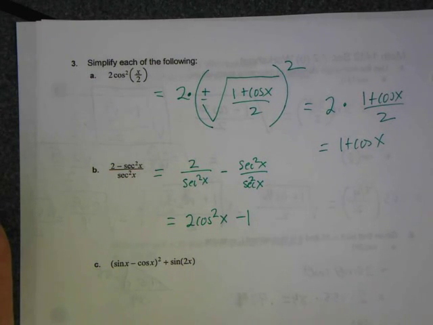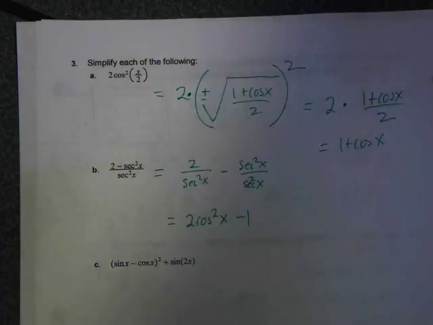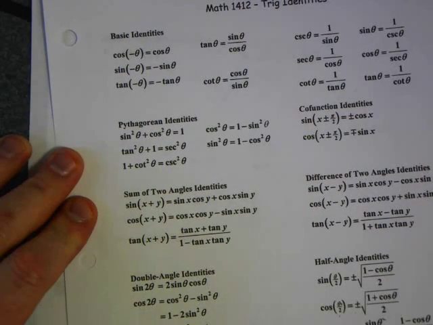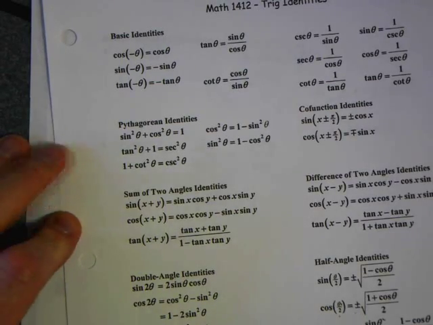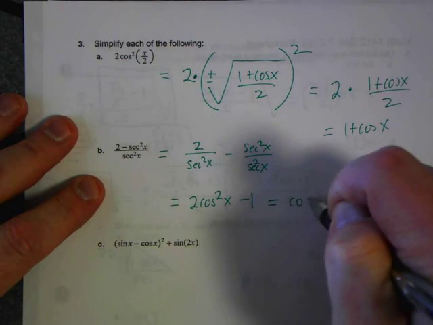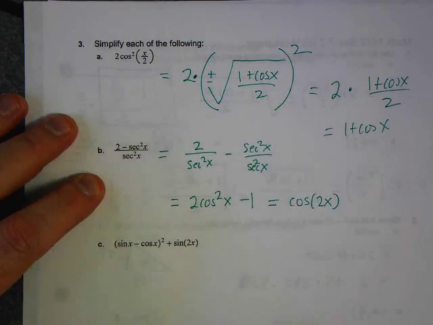Can I do any better than that? Yes, I can. What can I do better? That happens to be one of the formulas for the double angle identity for cosine. Cosine of 2 theta is 2 cosine squared theta minus 1. So I think my final answer here would be cosine 2x.